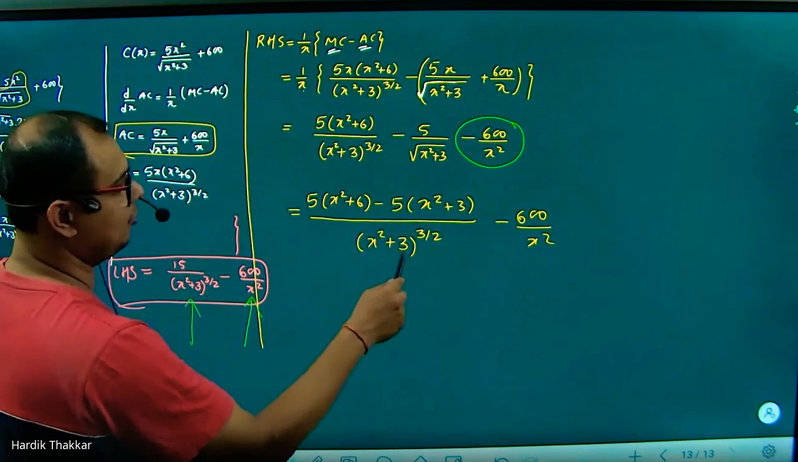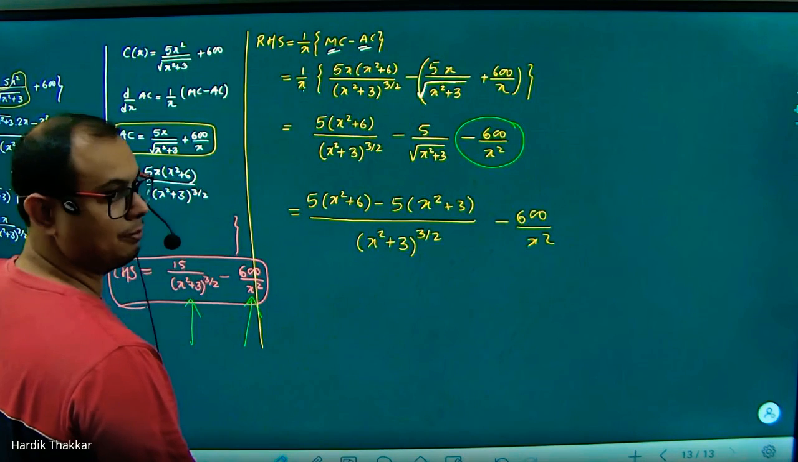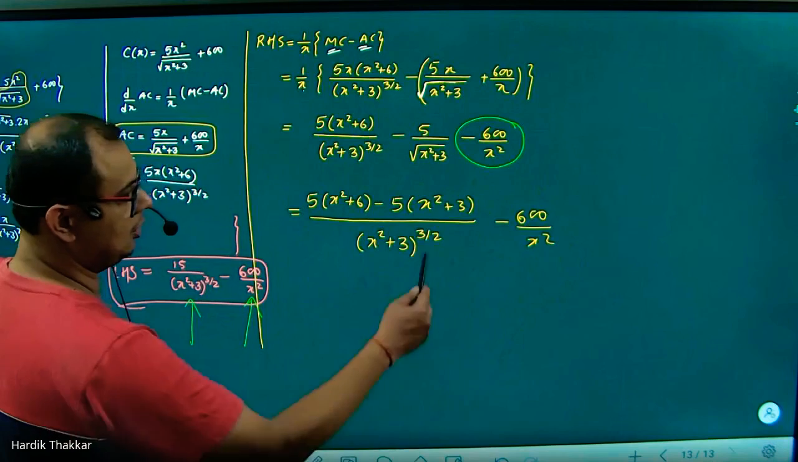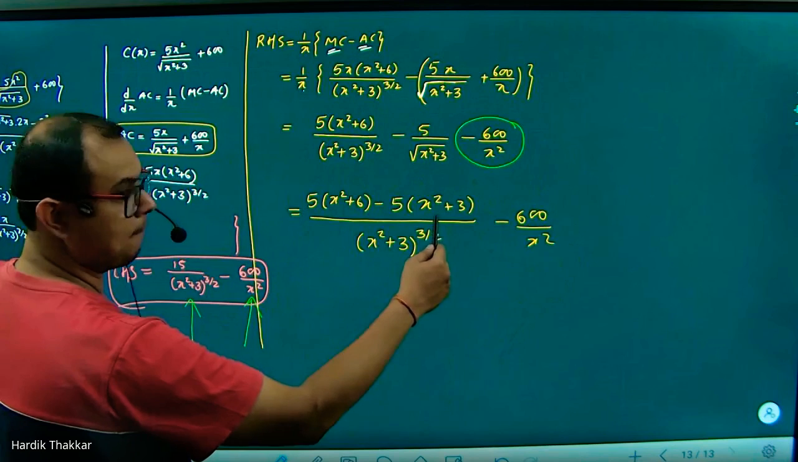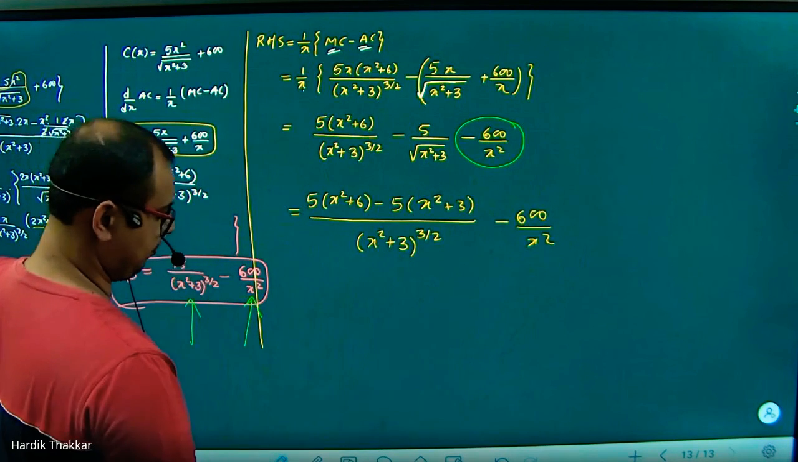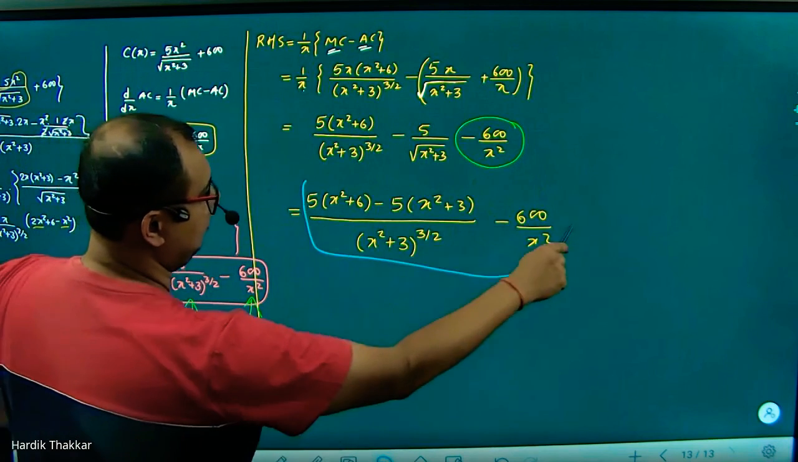We have taken x square plus 3 whole raised to power 3 by 2 as LCM. Sir, in bracket we have to write like this, x square plus 3 whole to the power 3 by 2, and then again in bracket root x square plus 3, this part. So that minus 5 upon root x square plus 3 we have. That also we will include in the denominator, no? In denominator, what?